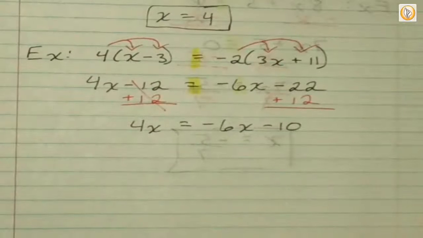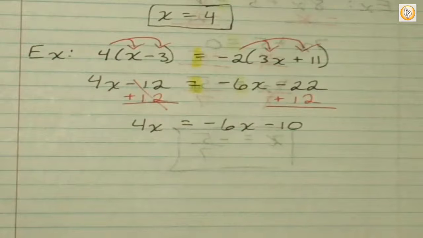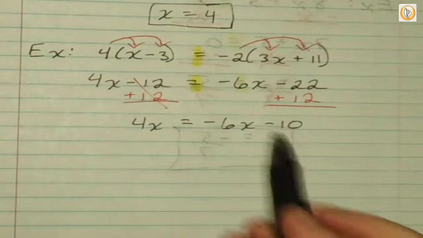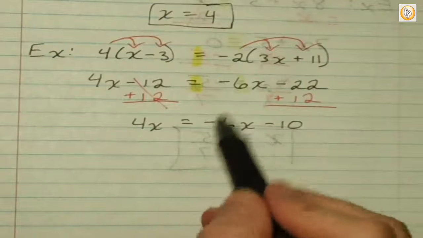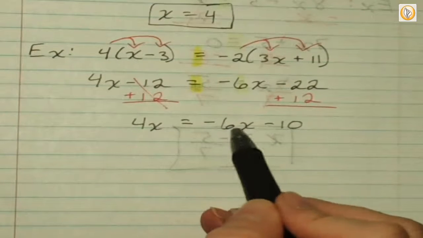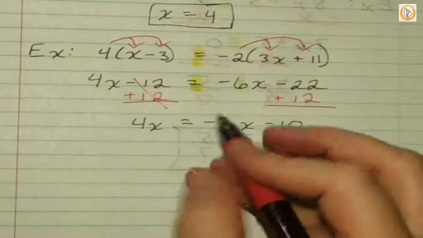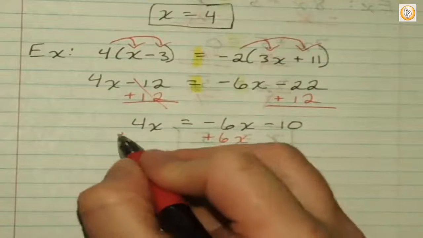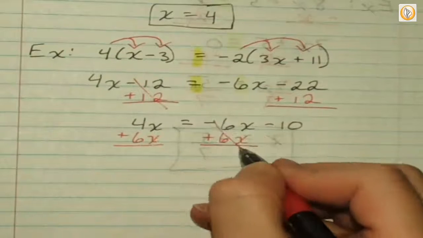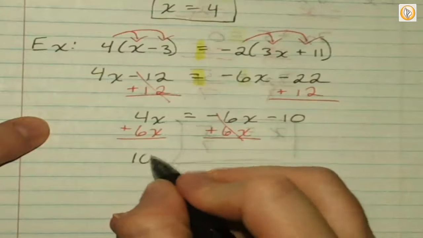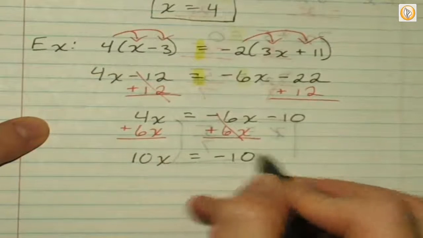Okay, Michaela. What do I need to move now? Negative 6x. Yes. Very good. So we want to get the letter, the whole thing, because it's attached right now. We want to get it over here. Good job. So how do I do that? Plus 6x. Awesome. See, you guys got this. And so what would 4x plus 6x be? 10x. 10x equals negative 10.